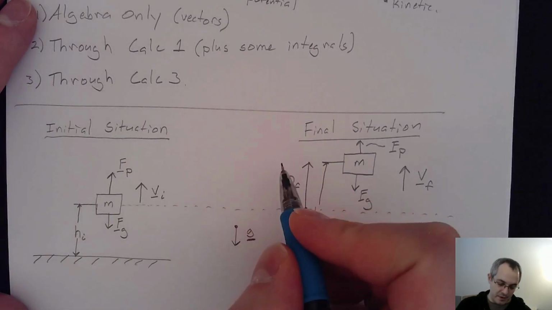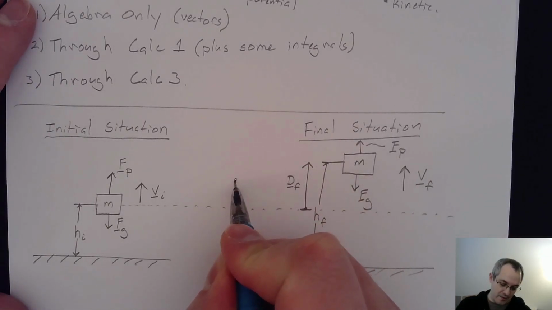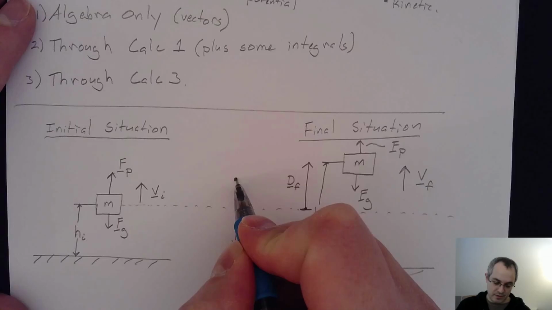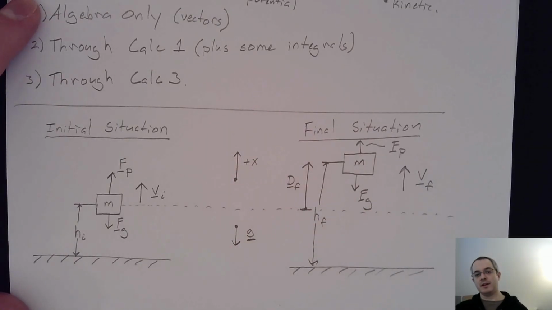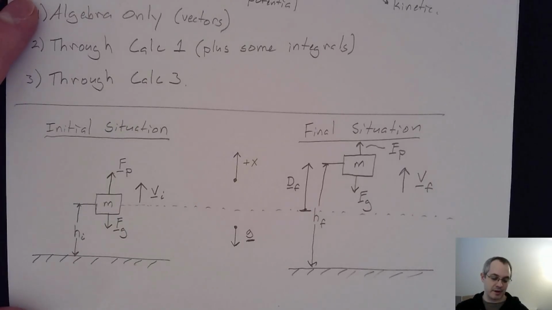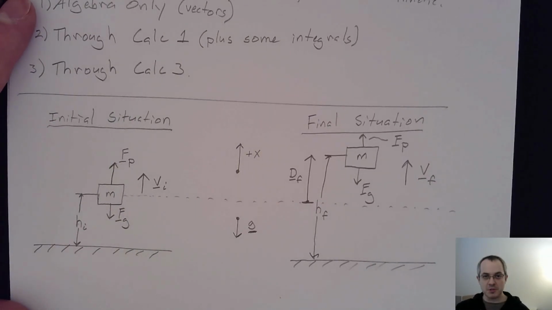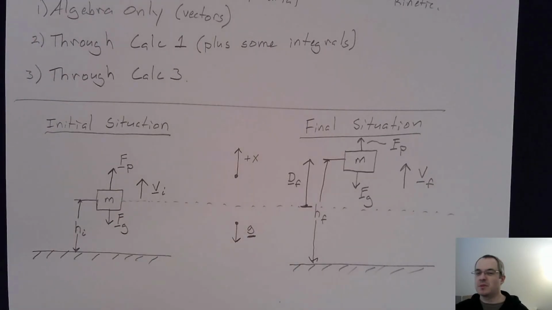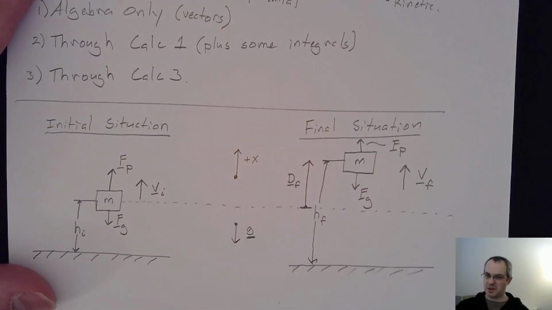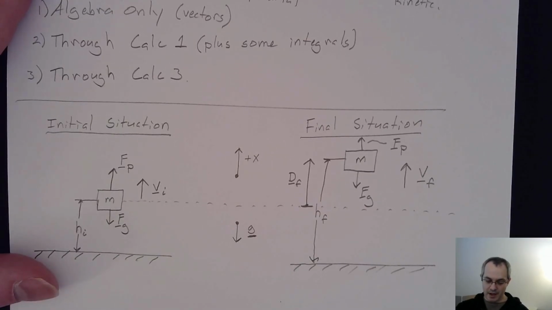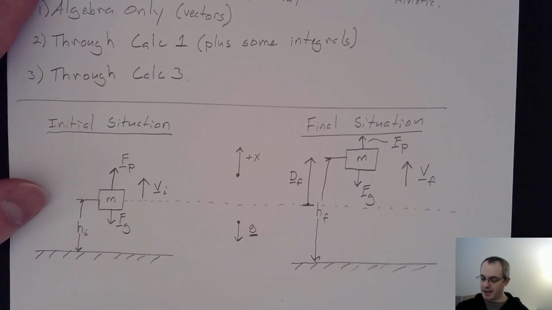We also need to make sure that we define a coordinate. So we're going to have x be our coordinate and plus is going up. It's always arbitrary. I always tell people it's up to you. You could pick diagonal, you could pick down, you could pick whatever you want. Easiest in this case, everything's moving up and down, so just go ahead and pick up as being plus.